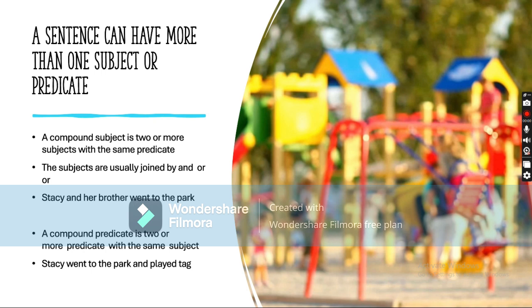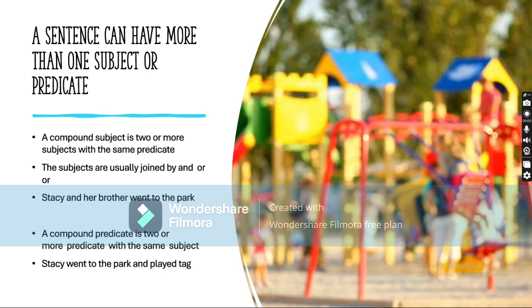A compound subject is 2 or more subjects with the same predicate. That is what we call a sentence which has 2 or more subjects in it, and the subjects are usually joined by and or or. Stacy and her brother went to the park. Here the subjects are Stacy and her brother. There are 2 subjects, Stacy and her brother, and they are joined by and. The predicate here is went to the park.